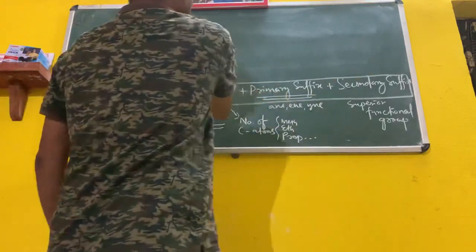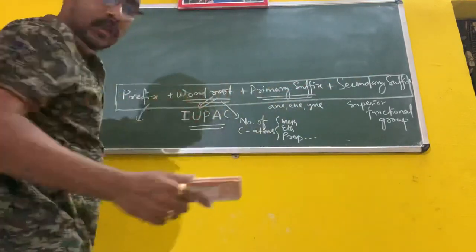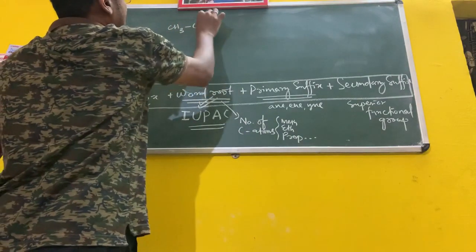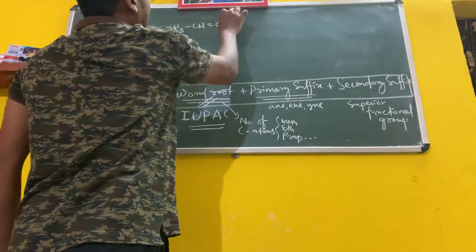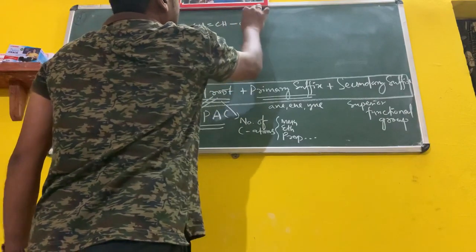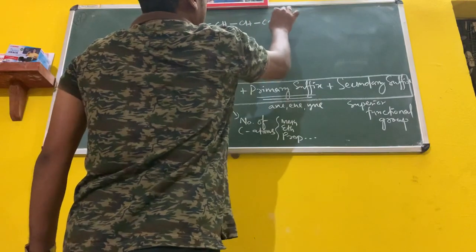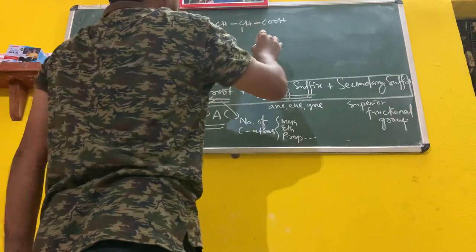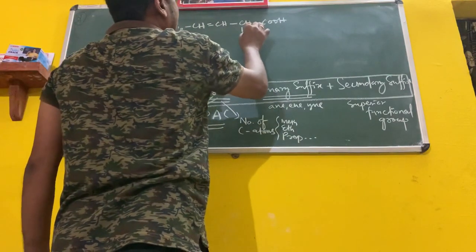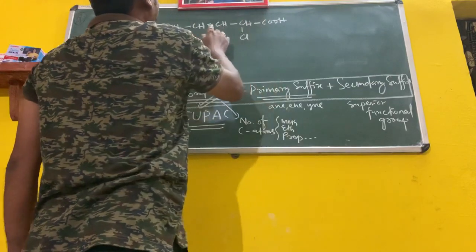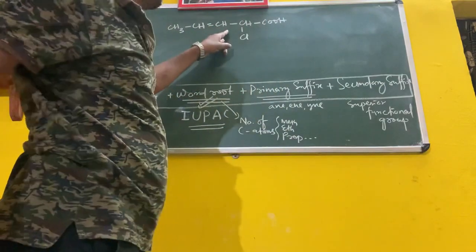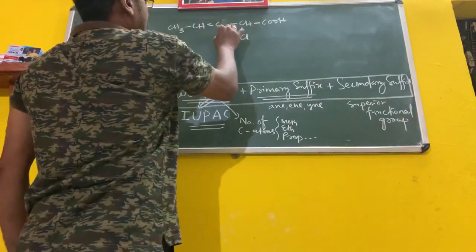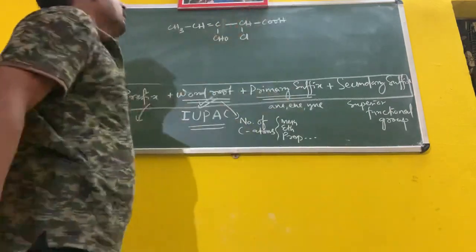I am giving one example, so you understand this one. Suppose, for example, CH3, CH double bond CH, CH, COOH, with chlorine here, and one H removed here, we can write CHO. What is the IUPAC name?